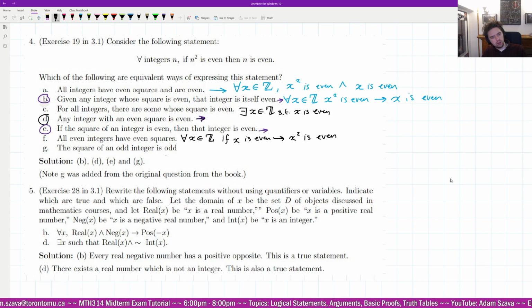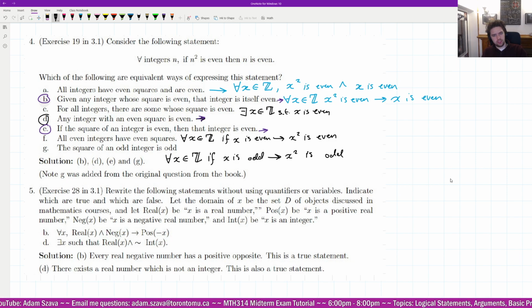So this is saying for all x which are integers, if x is odd, this implies that x squared is odd. This is equivalent to our original one.